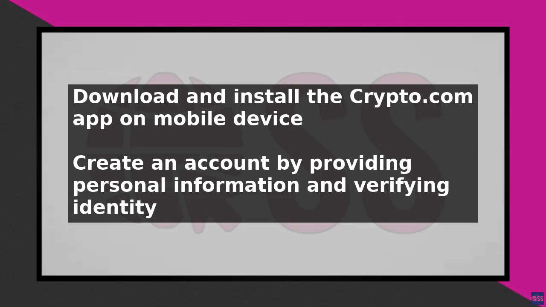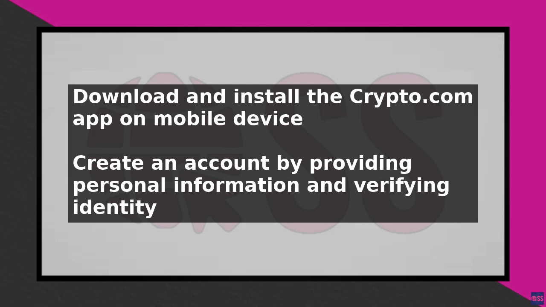To get started with the Crypto.com Fiat Wallet, first, you need to download and install the Crypto.com app on your mobile device. Once installed, open the app and create an account by following the prompts, which will include providing some personal information and verifying your identity.